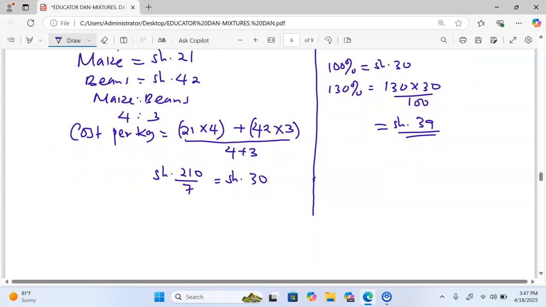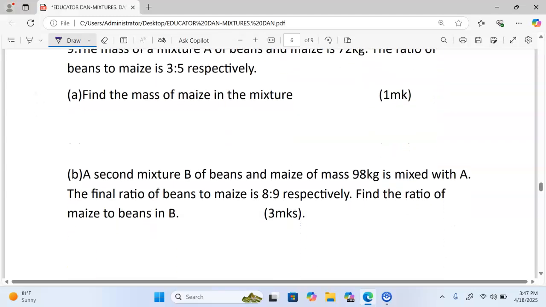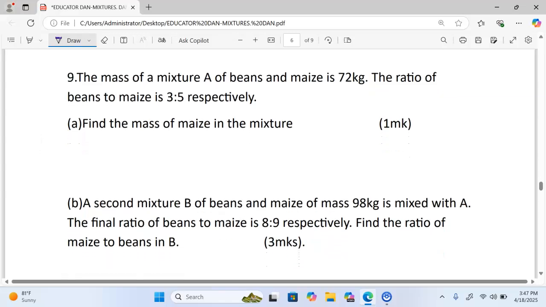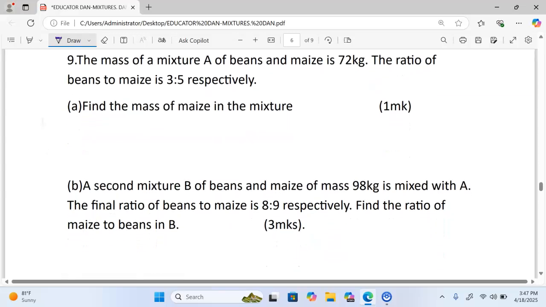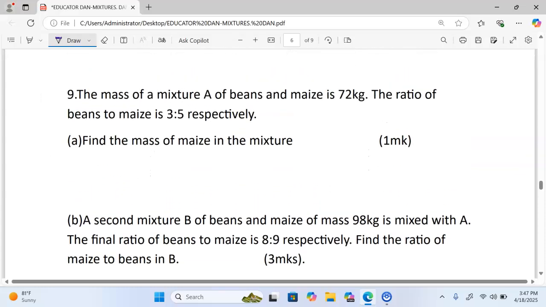We move to another question that was done in K.c.s.e, and the question we have reads, the mass of a mixture A of beans and maize is 72 kilograms. The ratio of beans to maize is 3:5 respectively. A, find the mass of maize in the mixture.